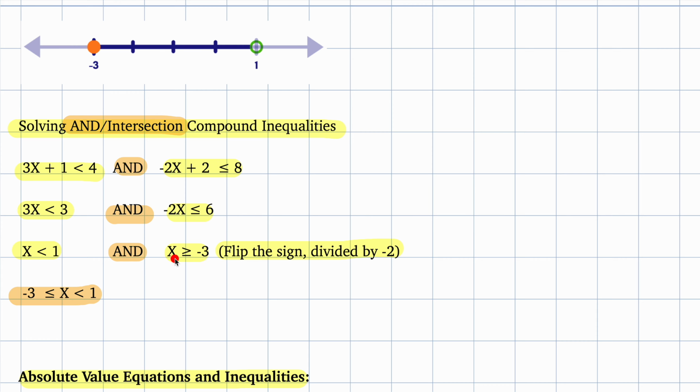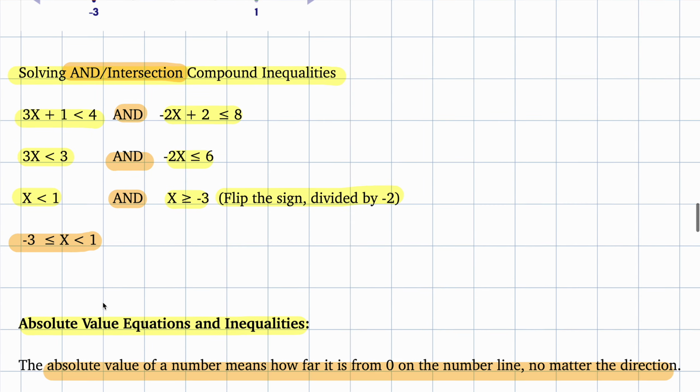So negative 3 has to be bounded, and 1 also has to be bounded. So it's negative 3 less than or equal to x less than 1.